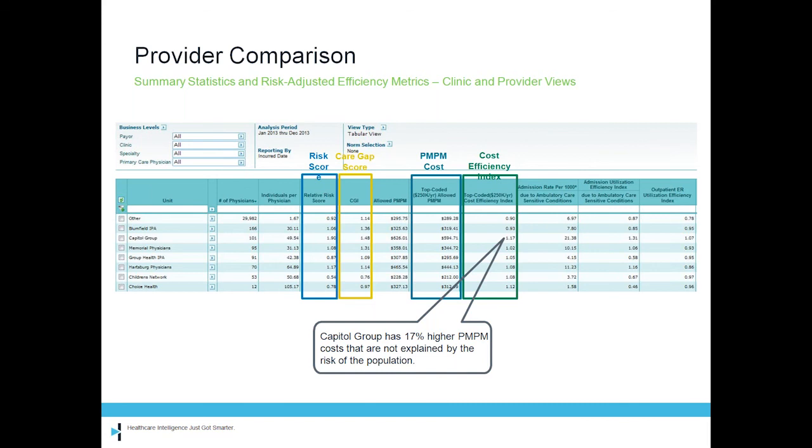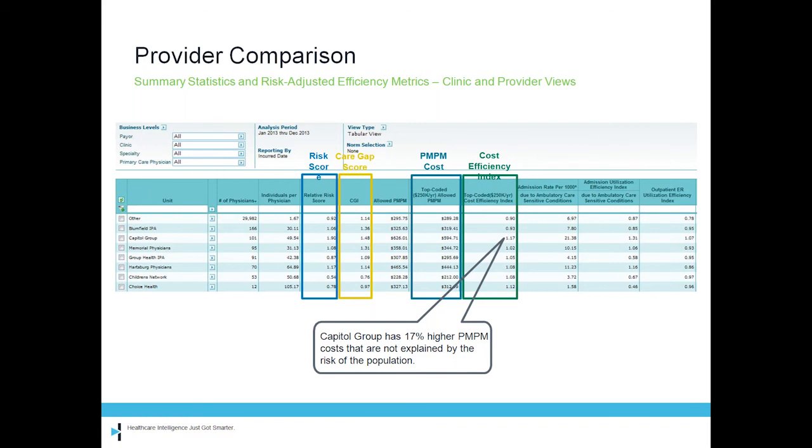These are some ways that we would look at the provider community and assess those questions that Gary was talking about. We can look at the number of physicians in the group or the number of patients, members that have been attributed to the physician. We can look at the relative risk score.